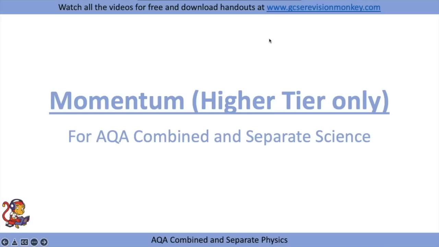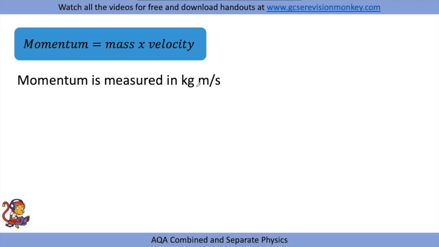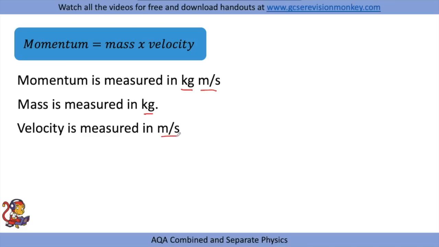Momentum. Momentum is equal to mass times velocity. Momentum is measured in kilogram meters per second, which is the unit for mass multiplied by the unit for velocity. So you just write the two next to each other. Mass is measured in kilograms and velocity is measured in meters per second.